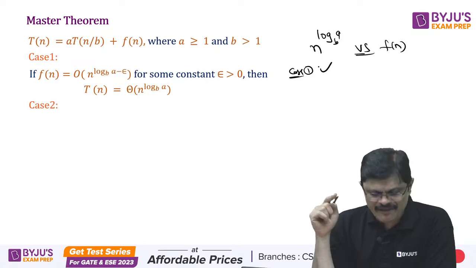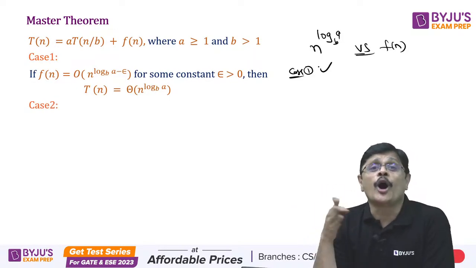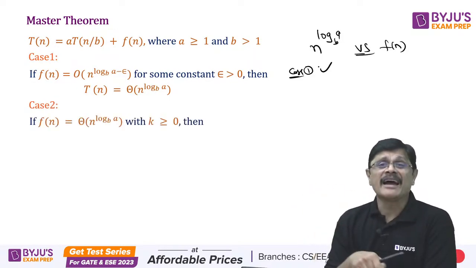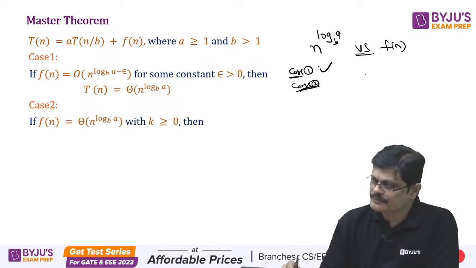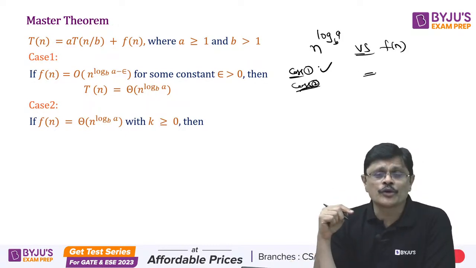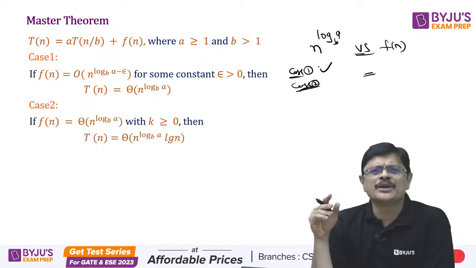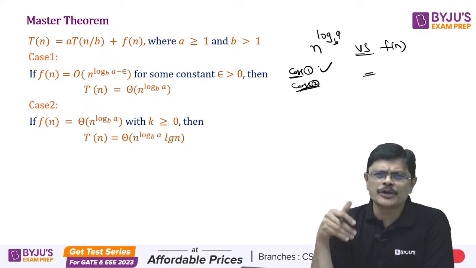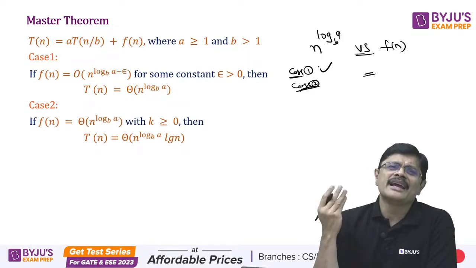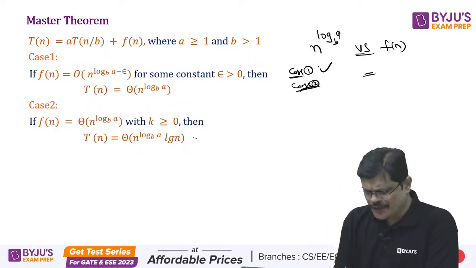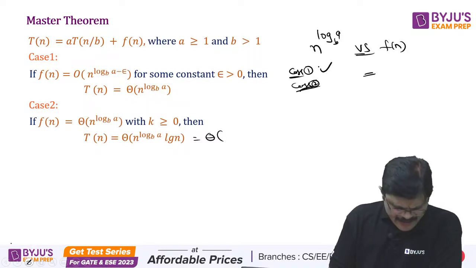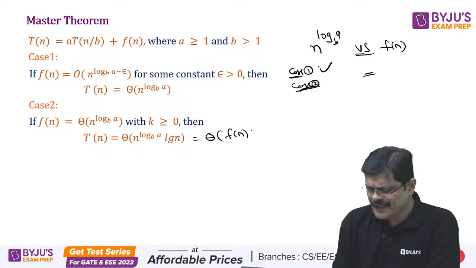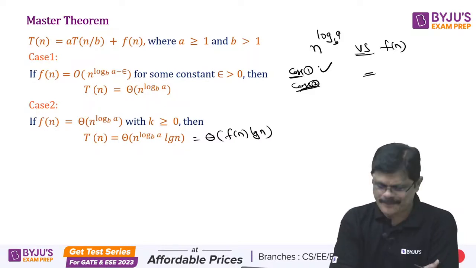The second situation is where both have the same order of growth. Then the complexity is Theta(n^(log_b a) log n), or equivalently Theta(f(n) log n), because f(n) and n^(log_b a) have equal order of growth.